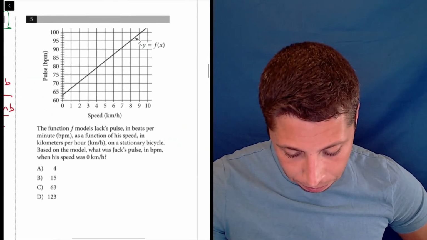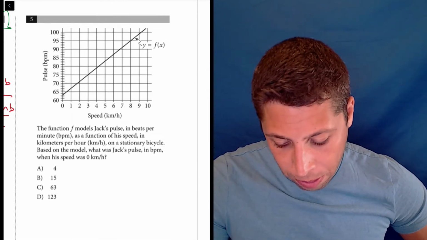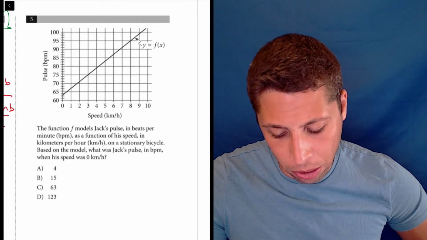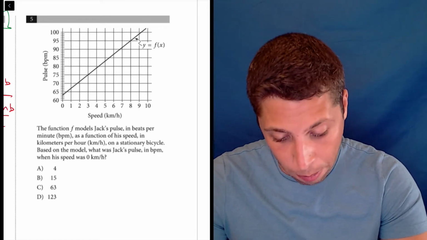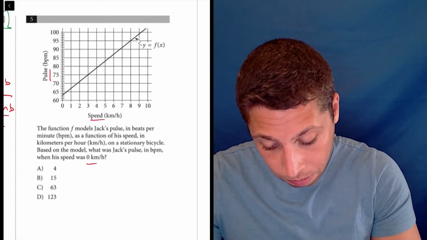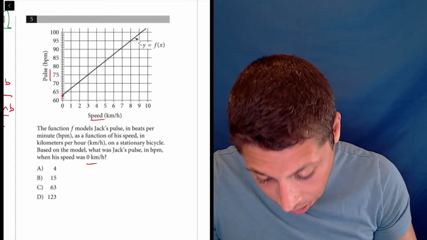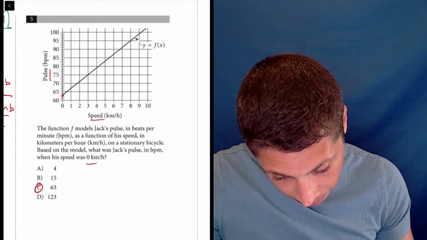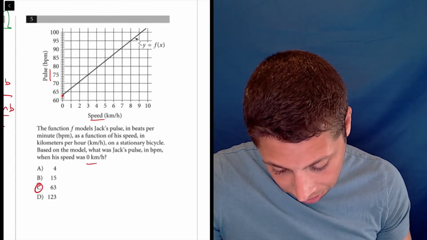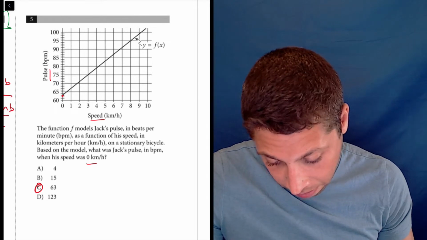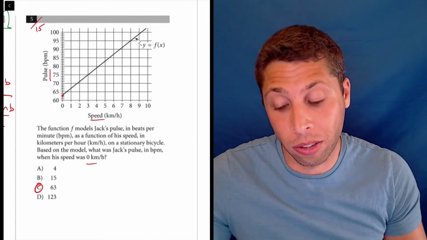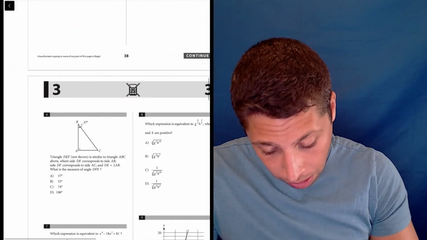Let's move on to number 5. The function f models Jack's pulse in beats per minute as a function of his speed in kilometers per hour on a stationary bicycle. Based on the model, what was Jack's pulse in beats per minute when his speed was 0 kilometers per hour? So, okay, his pulse when his speed is 0. Isn't that right here? 6123? Yeah. I don't know why I would need to do anything else. This feels too easy, but remember, this is number 5 out of 15 multiple choice questions, so it's supposed to be easy. So just take the win.